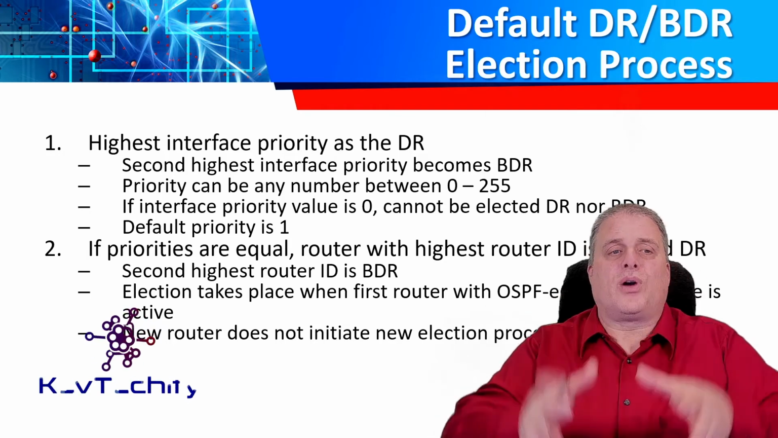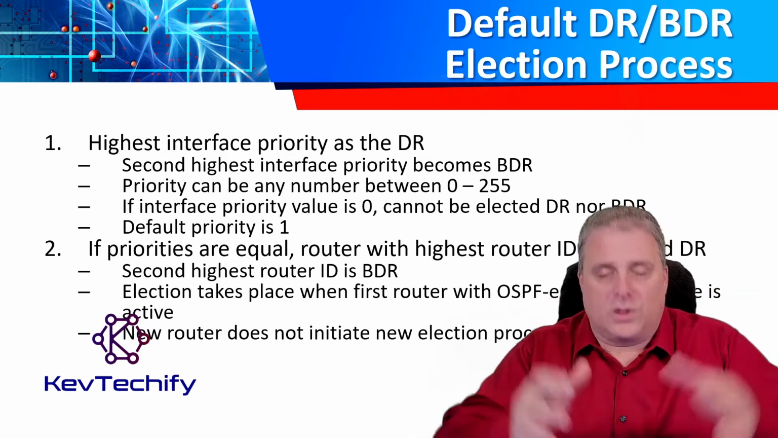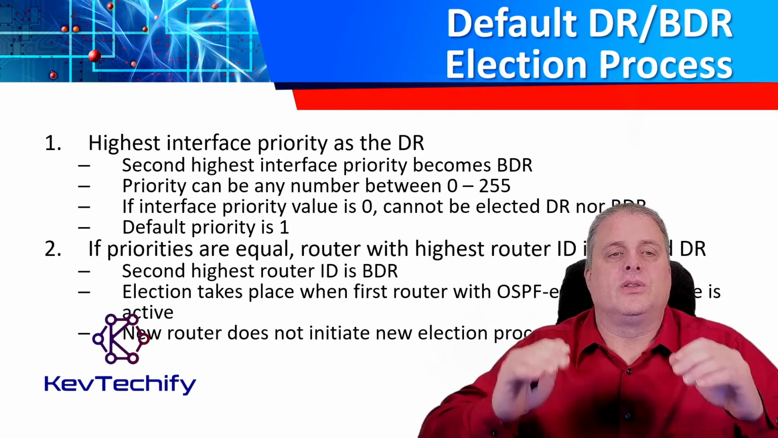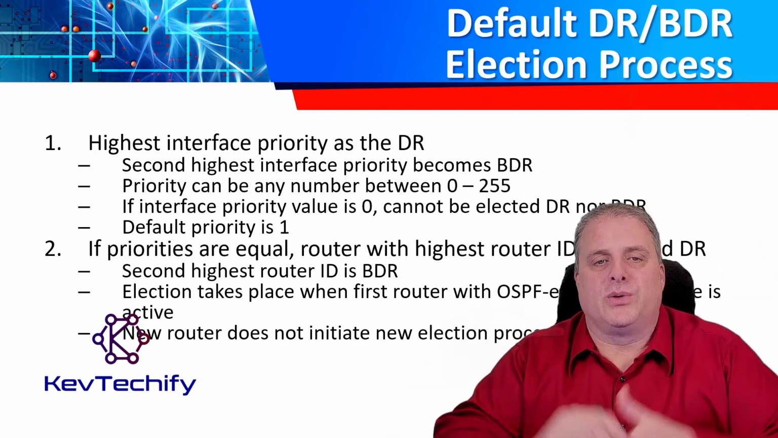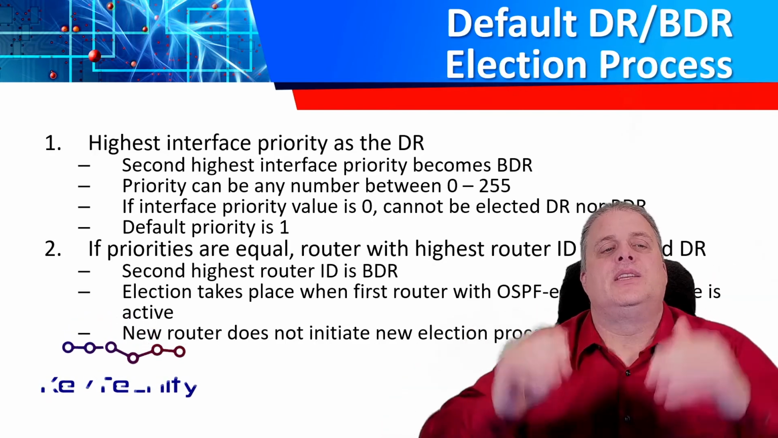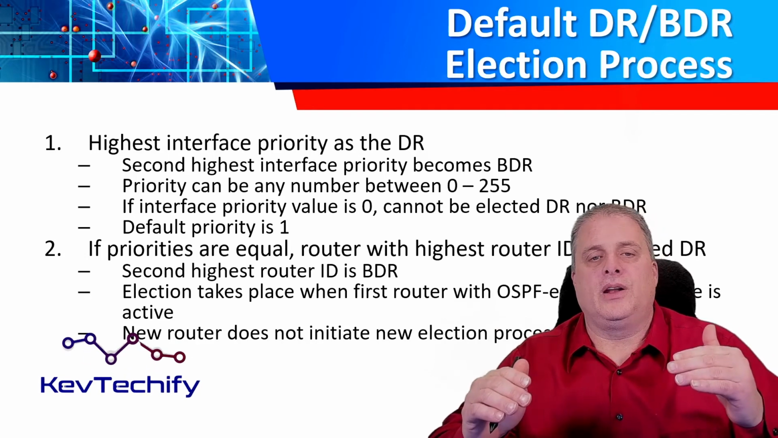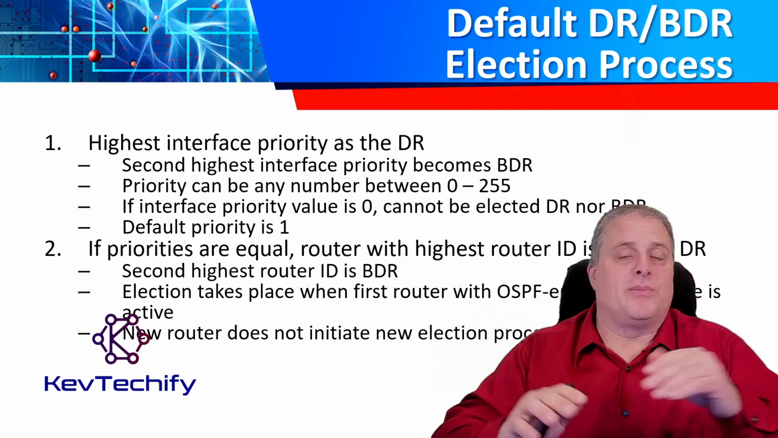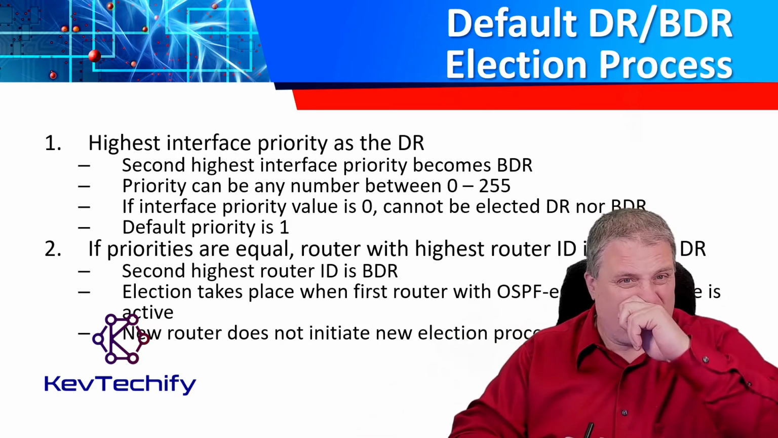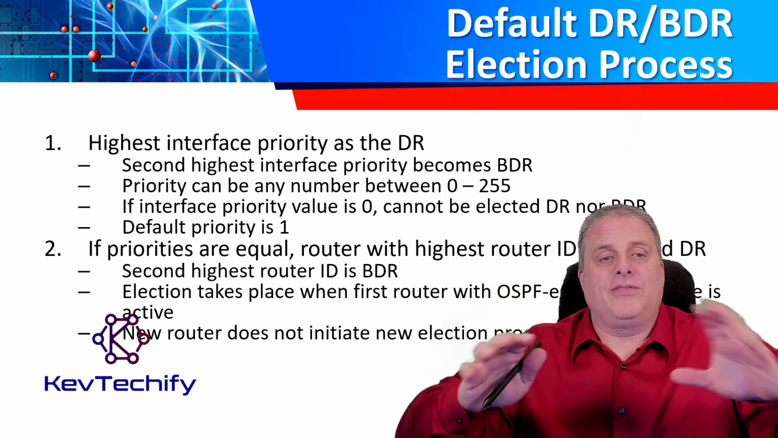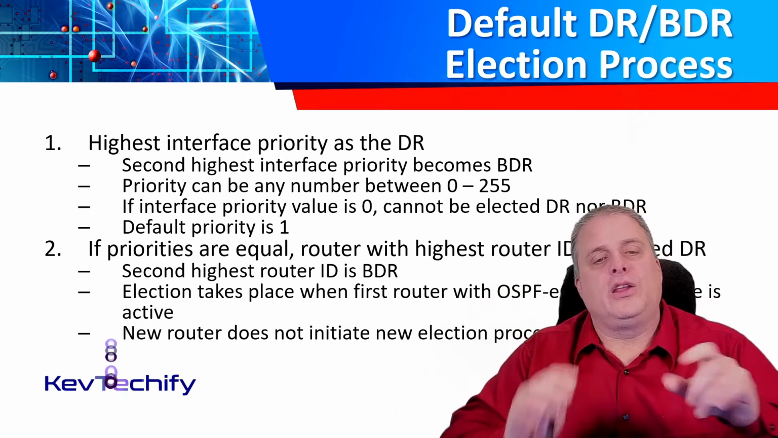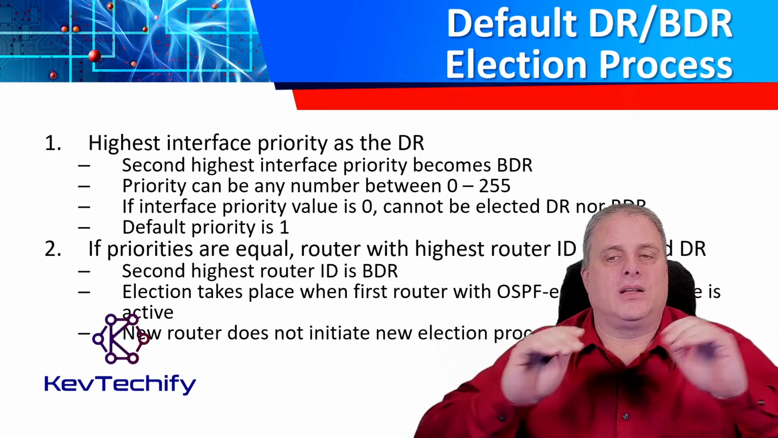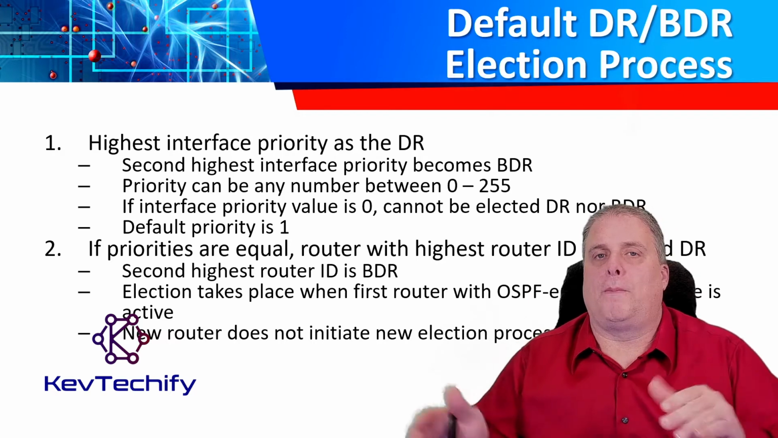To do the election process for OSPF to get our designated router and our backup designated router, the default process looks at the interface with the highest priority. That becomes the designated router. The second highest interface priority becomes the backup designated router. Now, priorities can be anywhere between 0 and 255. If the priority is 0, and you manually went in there and set the priority as 0, that device cannot be elected as a designated router or backup designated router.